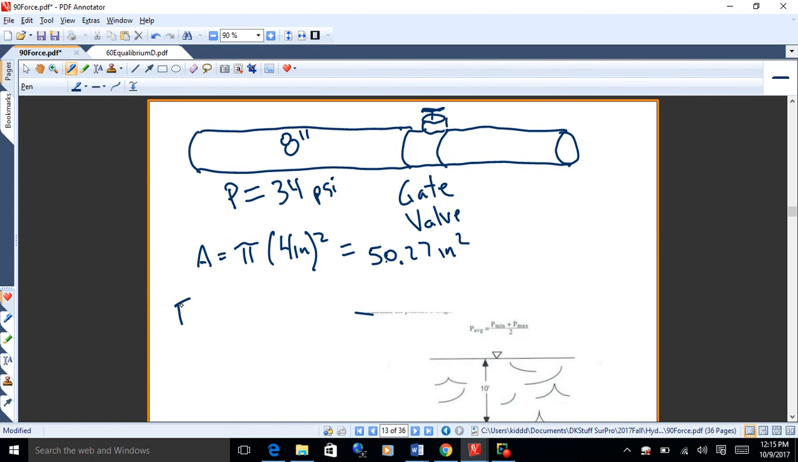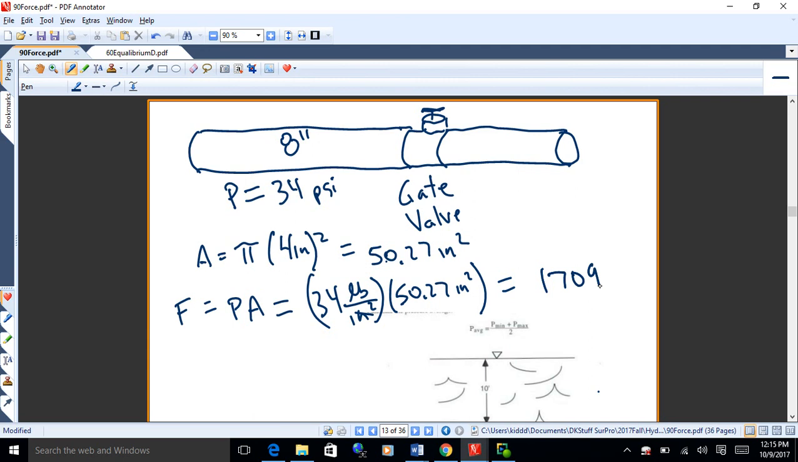And that would be 34 pounds per inch squared times 50.27 inches squared. So 1709 pounds, okay. Doing all right with that?